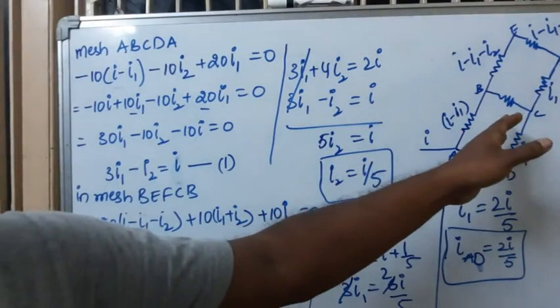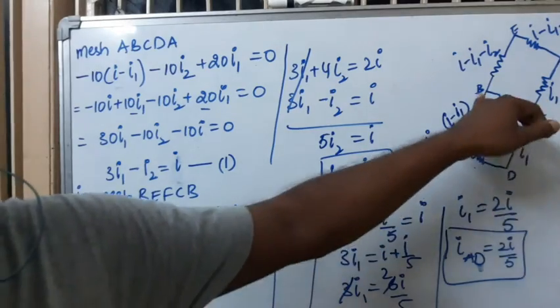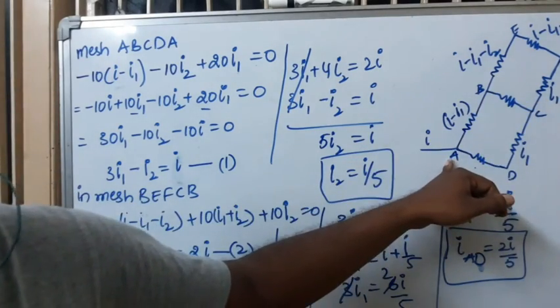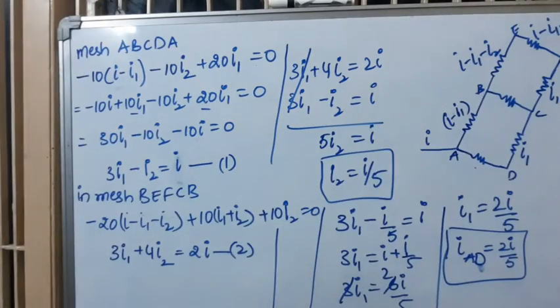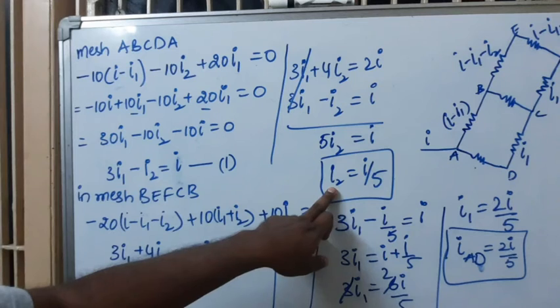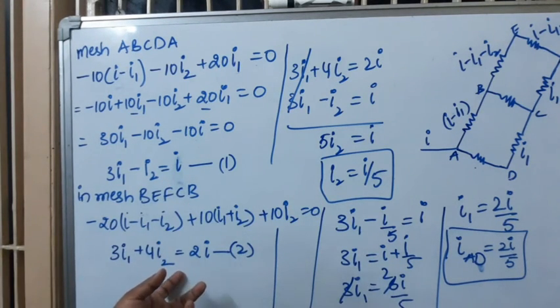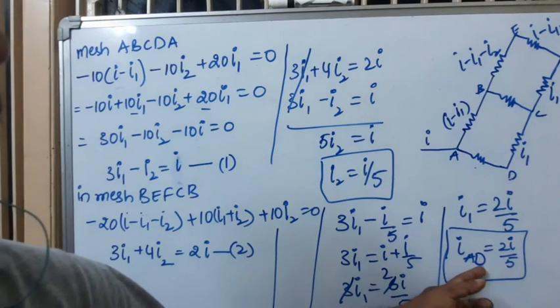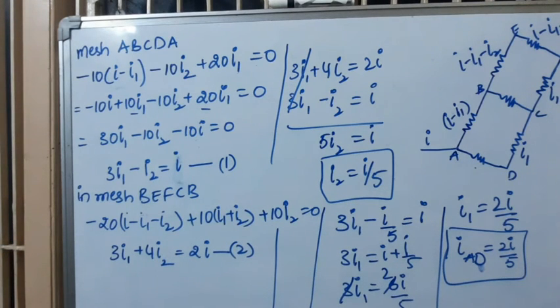What I did is, first I took the circuit and divided it into two meshes, that is A, B, C, D, A, and the next one is B, E, F, C, B. In that way we took two parts, and at last we solved these two equations. Then we got the i2 value. With the help of the i2 value, we substituted it in equation 1. If you want to substitute in equation 2 also, no issues. Then we got i_AD. So current from A to D is 2i by 5. So note down this. We will go through the next problem.